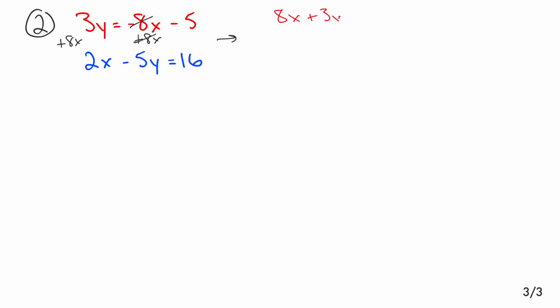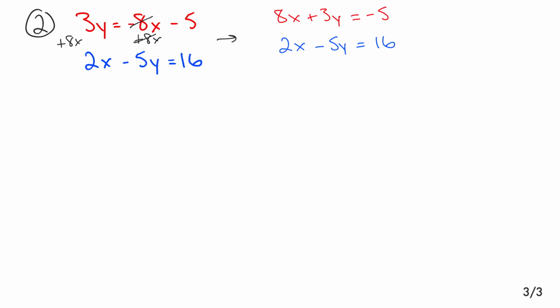8x plus 3y equals negative 5, and 2x minus 5y equals 16. All right, now they're both in standard form. Now we can go through the elimination process.